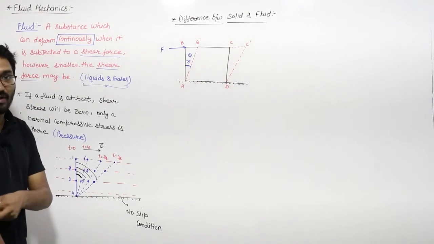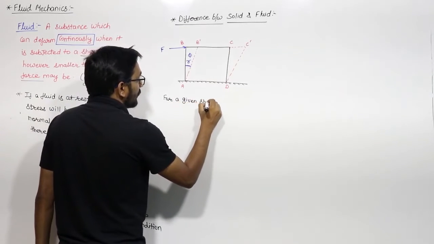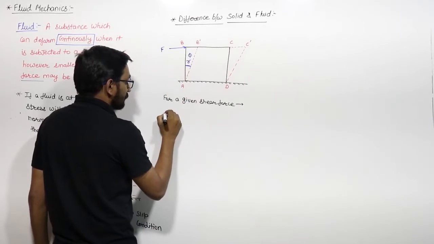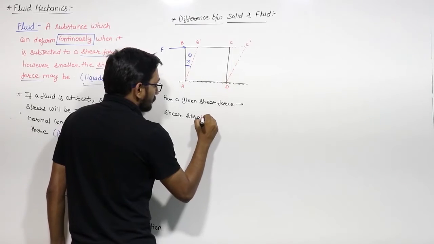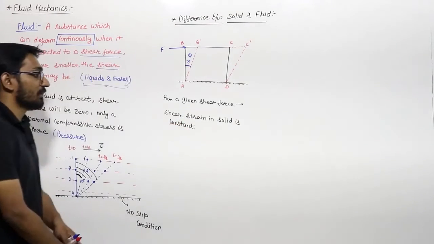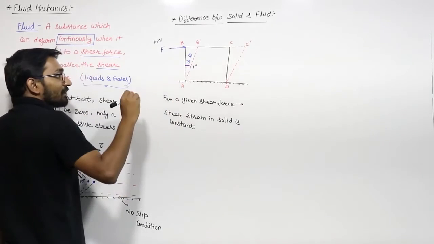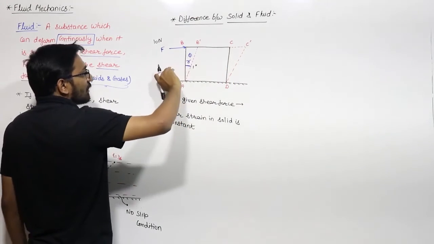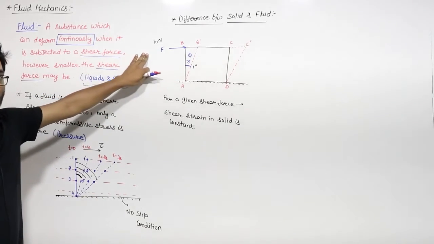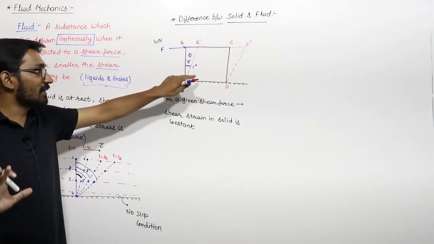From the basic definition of strength of material, we say that for a given shear force, the shear strain in solid is constant. For a given force, this angle is constant. Let us say for a 10 Newton force, this angle is 1 degree. So this solid object will deform by 1 degree under the action of 10 Newton force. You can apply this 10 Newton force for infinite time, let us say 1 hour, and the angle will be 1 degree only. The angle will not change. It will be constant.